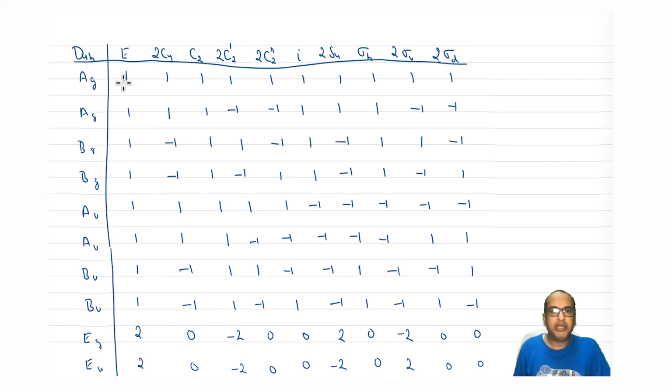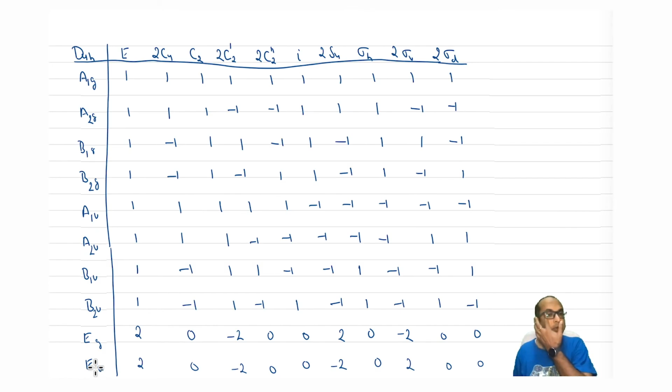Now, to differentiate between AG and AG, I can see that this one is having positive character under perpendicular C2. This one is having negative character under perpendicular C2. That means I can say that this one is 1, this one is 2. Similarly, this is positive, this is negative, so I can say 1, 2. Again, it is positive, negative, so I can say 1, 2. Again, this is positive, negative, so this will be 1 and 2, right?